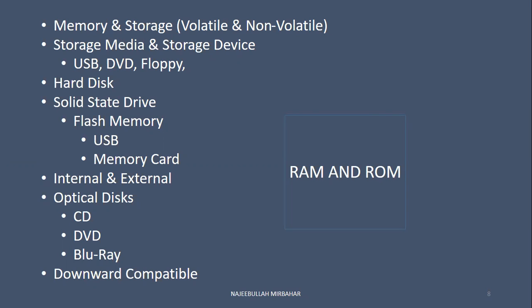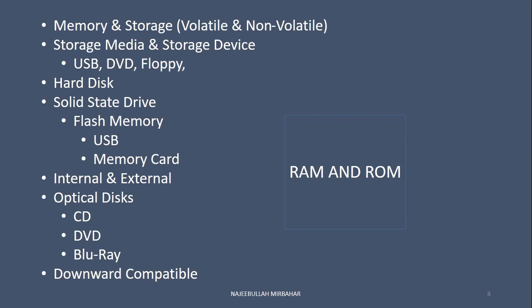Internal and external, we have two types of memories: internal memory and external memory. Like when we attach an external hard disk, we have some internal memory that is built into a computer. So we have an internal hard disk in a laptop, while we attach an external hard disk, that is a portable hard disk, to a computer or a laptop.